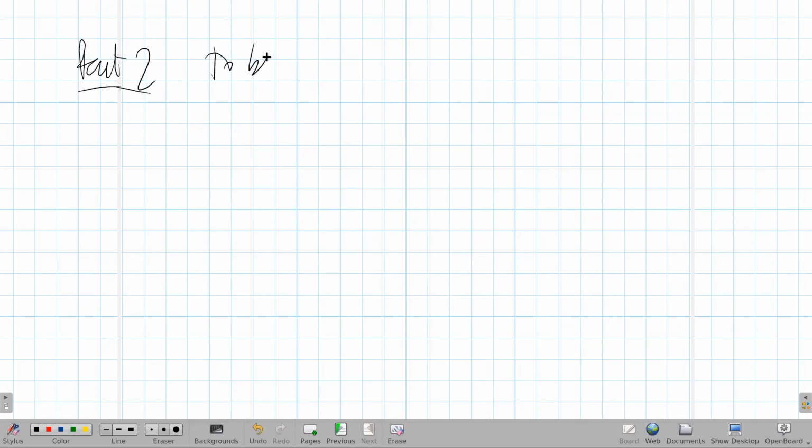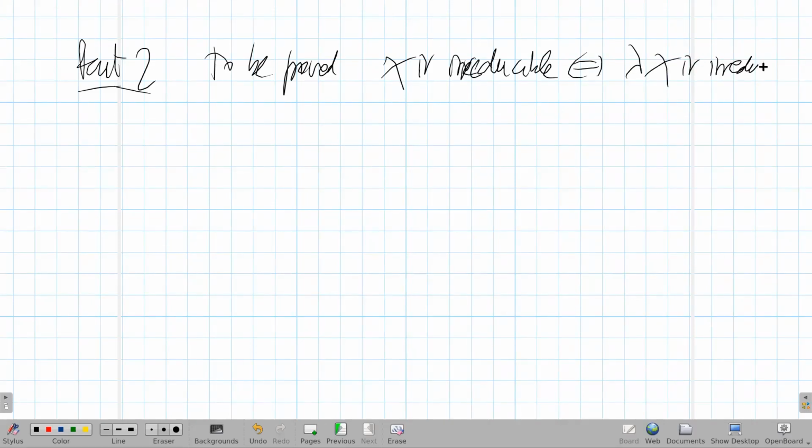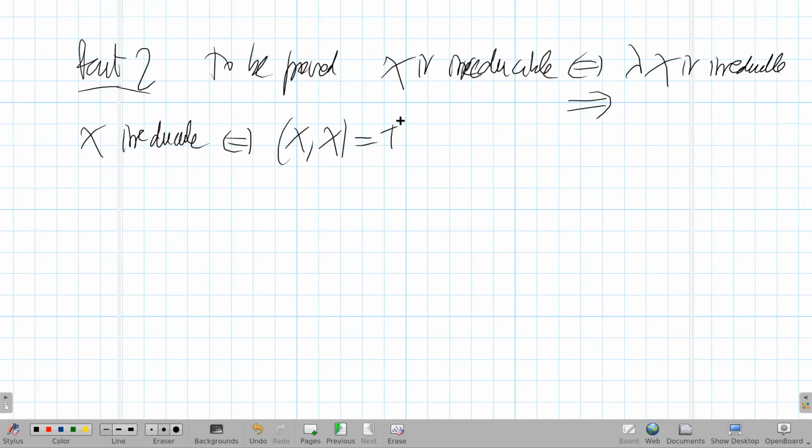So we want to prove chi is irreducible if and only if lambda chi is irreducible. I'll just do one implication, because you go from here to here multiplying by lambda, and you go from here to here by multiplying by lambda inverse. But so chi is irreducible means there is an inner product, the inner product of chi with itself is 1, okay? What's this? This is the average over G, summing over G, of chi conjugate of G times chi of G, okay? Good. So chi irreducible means that this inner product is 1.